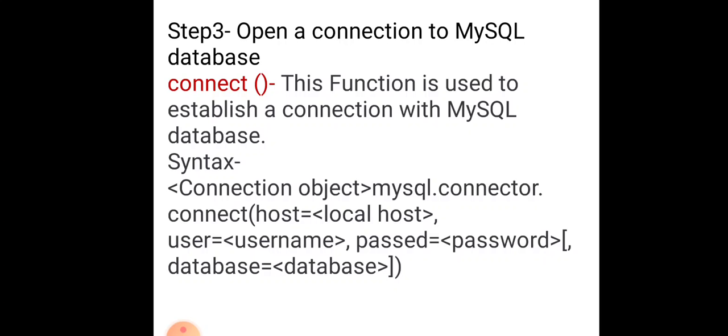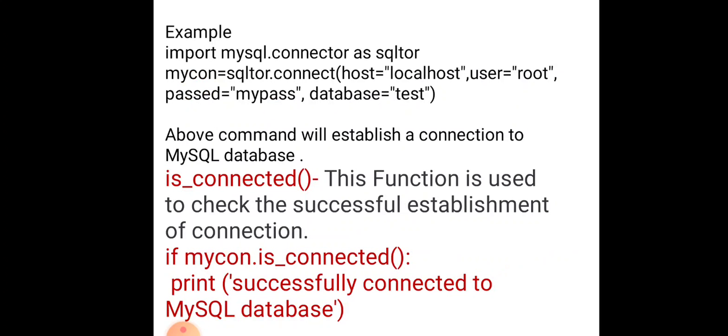First is host name, user is the username on MySQL, and password is the password of the user. Host name is the database server host name or IP address, and database is optional, which provides the database name of a MySQL database. For example, now we import, step 2 is import mysql.connector as SQLTor.